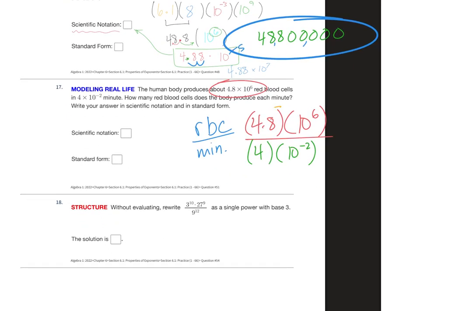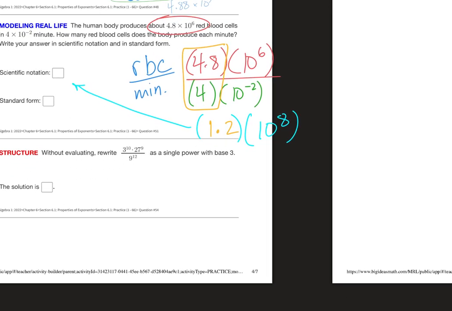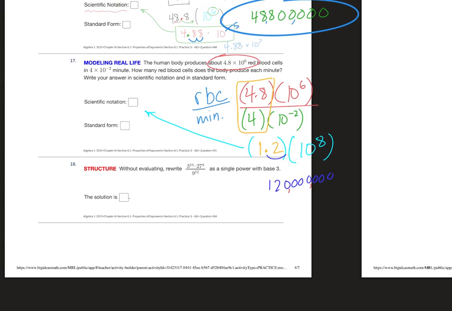What I can do is, actually, this is a lot simpler than it initially first seems. What we can do is literally these two can divide each other. 4.8 divided by 4 is 1.2. That's not that bad. And then 10 to the 6 divided by 10 to the negative 2, you subtract those, so you would get 10 to the 8th. That is your scientific notation answer. Just boom, it's done. And then the standard form answer is move that one place and then give me 7 zeros. So 1, 2, 1, 2, 3, 4, 5, 6, 7. 120 million per minute. That's crazy if that's true.